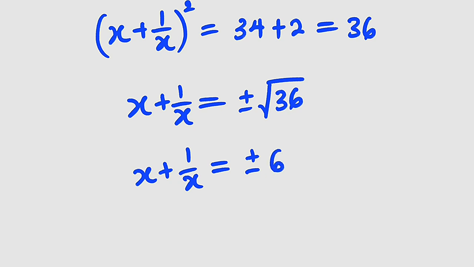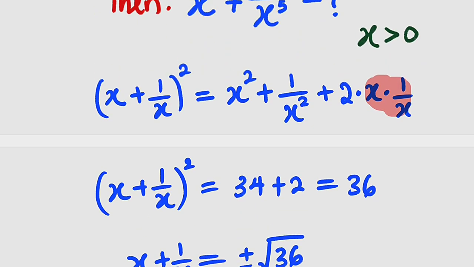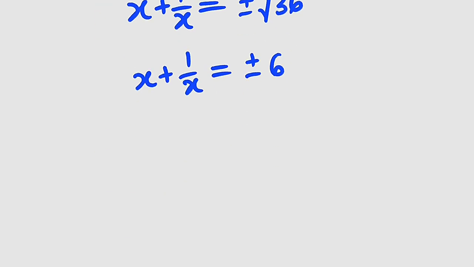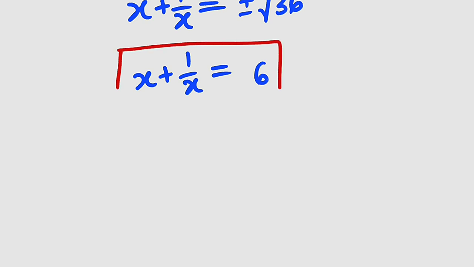But remember that x is greater than 0 according to the condition given to us. Therefore, we are going to consider the positive value. And hence, we say that x plus 1 divided by x is equal to 6. So let me box this one here.